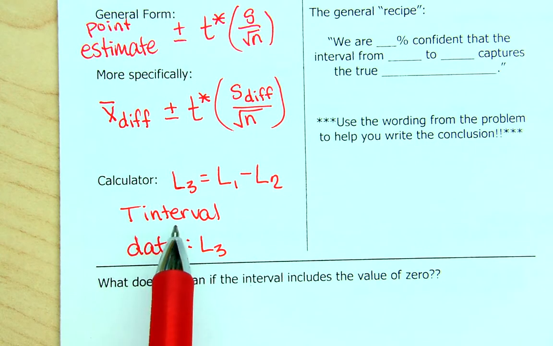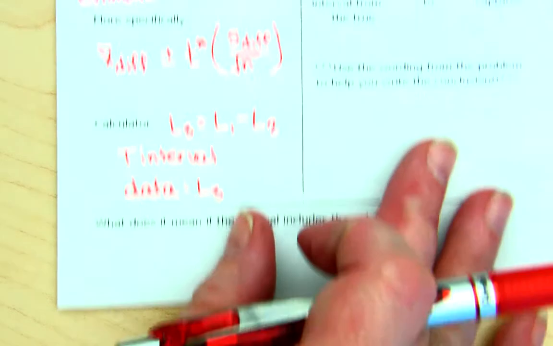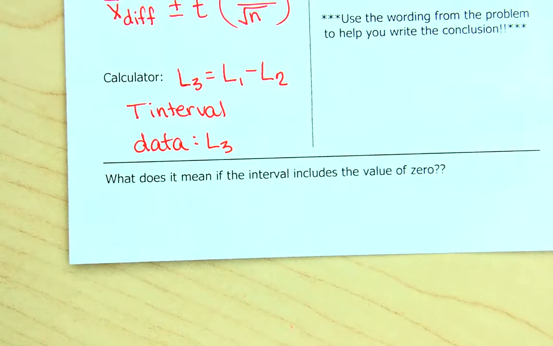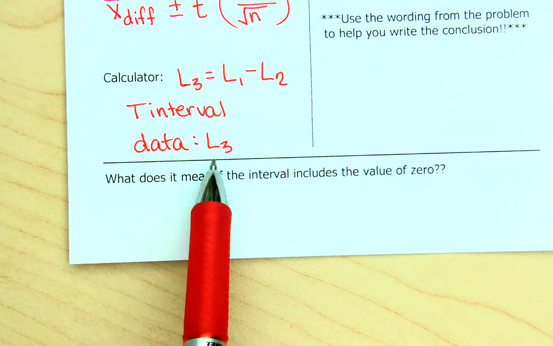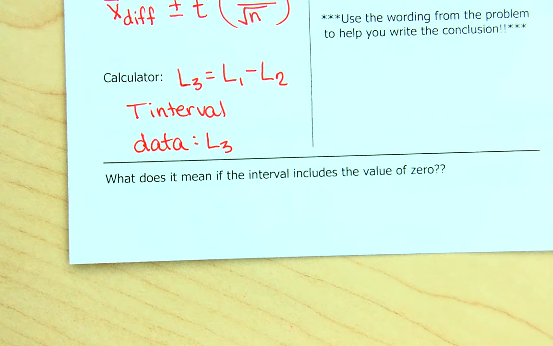So when you're actually calculating it, you're just doing a one sample T interval. You're using that same option that we selected for our one sample test, because we're only concerned with the differences. You want to make sure that you're telling it to look in all three.